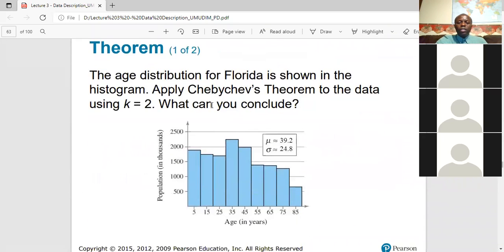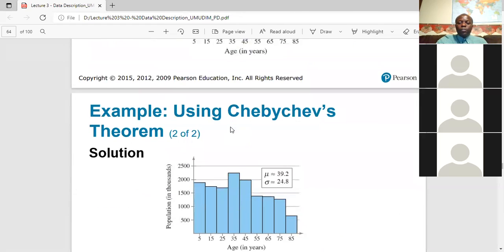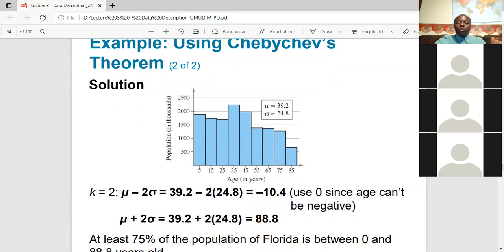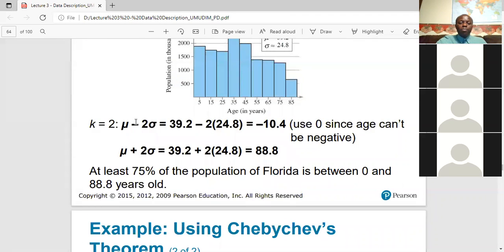It says the age distribution for Florida is shown in the histogram. Apply the Chebyshev theorem to the data using K equals 2. What can you conclude? They tell us the mean is 39.2 and the standard deviation is 24.8, and K is 2. So what do we conclude from this information? First of all, on the left side, you use mean minus 2 standard deviations, because they told you that K is 2.